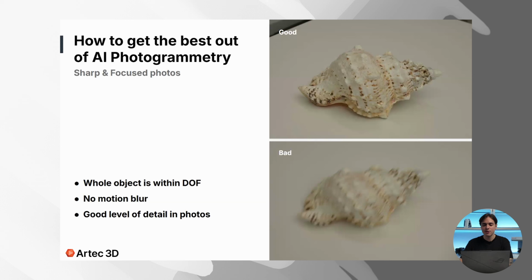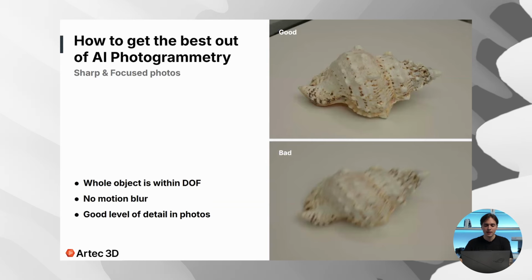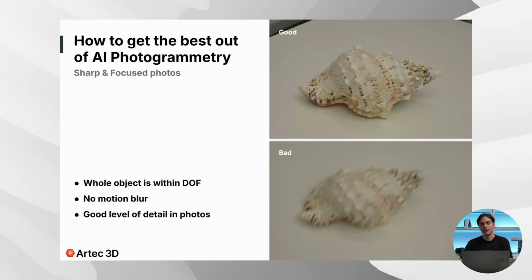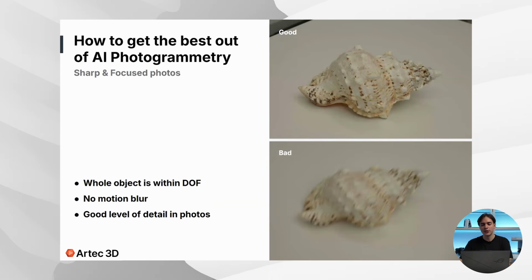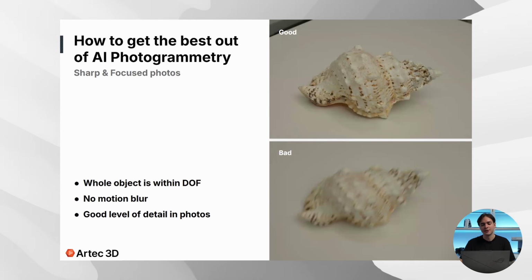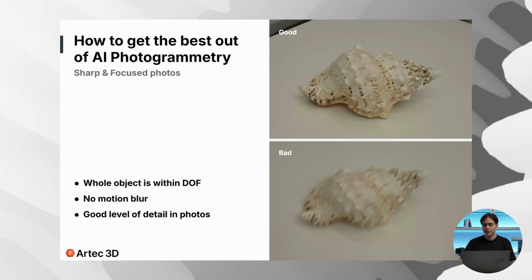In the bottom example here, you could see a bad example of a photo. It's blurred out, so this image may result in poorer reconstruction of your object, while the top example would get you a much better result. Lastly, one more important thing is to have a good level of detail in photos. This topic also overlaps with good lighting, so that, for instance, you wouldn't have overexposed images.